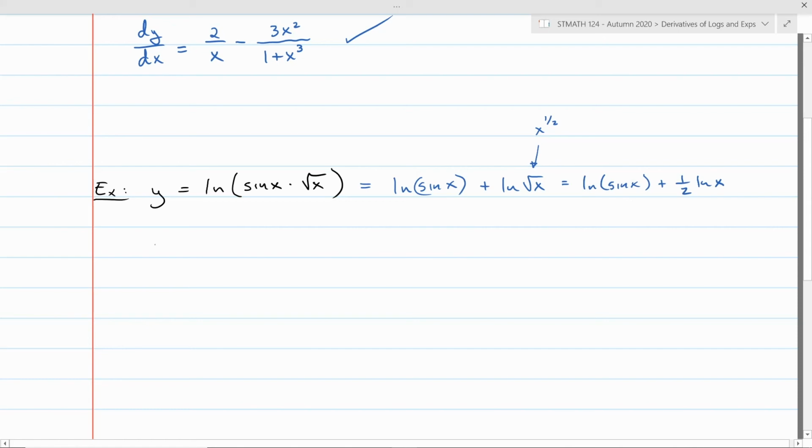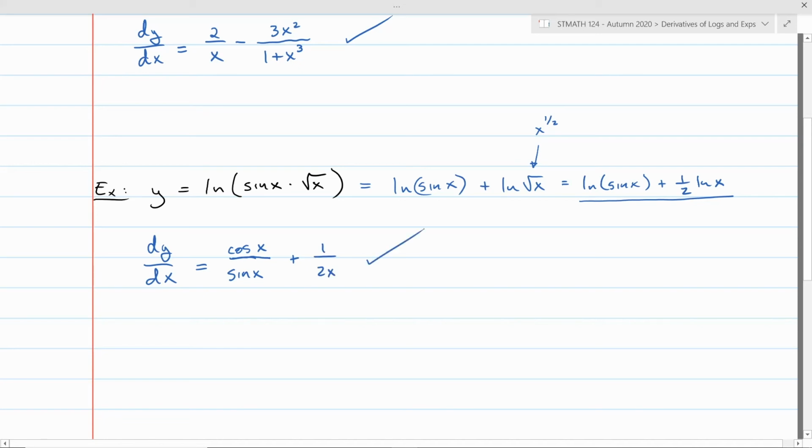Now I want to differentiate it after I've simplified it a bit. So dy dx now would be, okay, the derivative of the first thing is 1 over sine of x. And then you have to multiply times the derivative of the inside, which would be cosine. And so I'm just going to put that cosine in the numerator here. Plus, and then I get 1/2 times the derivative of natural log of x, which is 1 over x. So I can write that as 1 over 2x, and done.